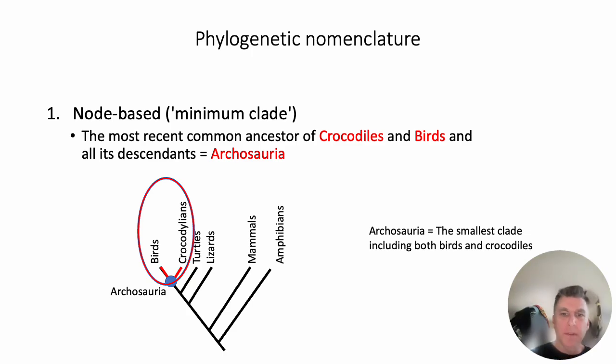Another way to say this, the node-based term, is to say Archosauria is the smallest clade that includes both birds and crocodiles. Think that through and think how those two ways of saying this are identifying the same groups, the same species. And if you can see that connection, that is a positive sign.